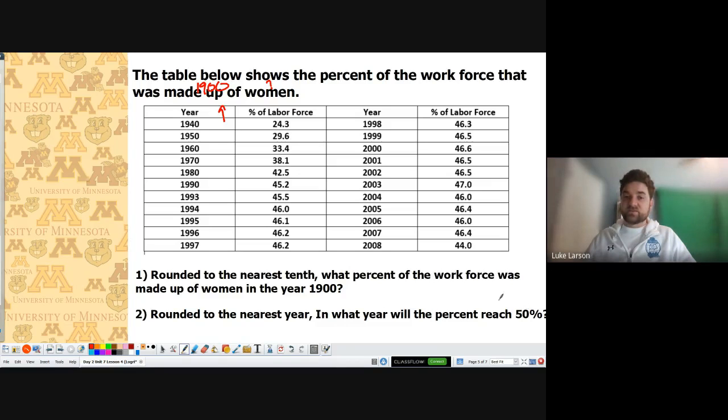So again, this one is I know the X is 1900. I got to figure out the Y value, right? And here it's giving me the percent, which is the Y value. I need to figure out the X. When will half the workforce be women? All right.